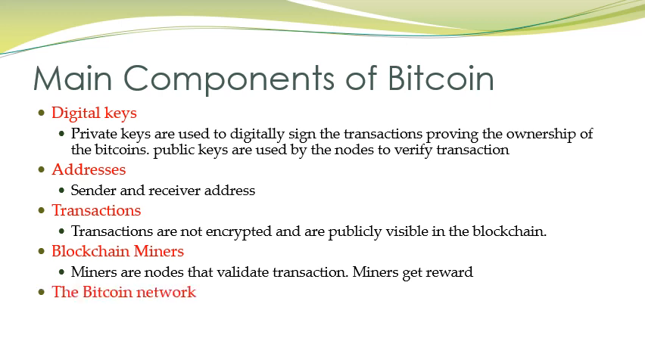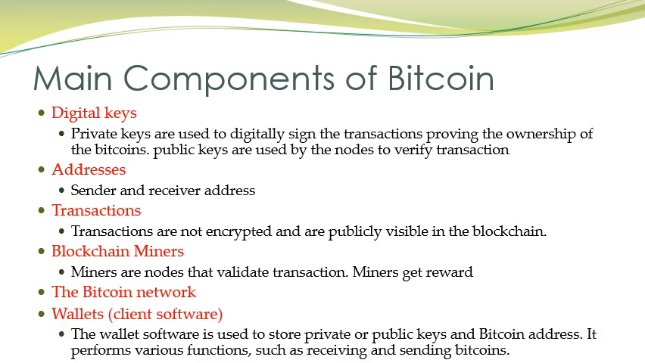The Bitcoin network is a blockchain network, because the blockchain network provides the infrastructure for Bitcoin. Then wallets. A wallet is client software, available on the end user's machine or mobile. The wallet software is used to store the private and public keys and Bitcoin addresses. It performs various functions such as receiving and sending Bitcoins.